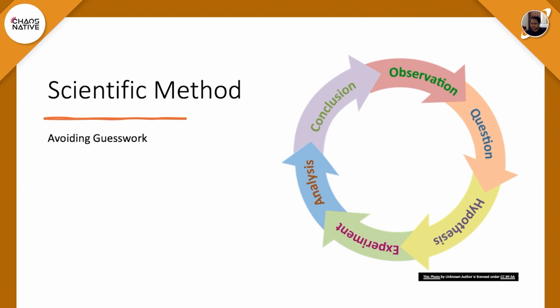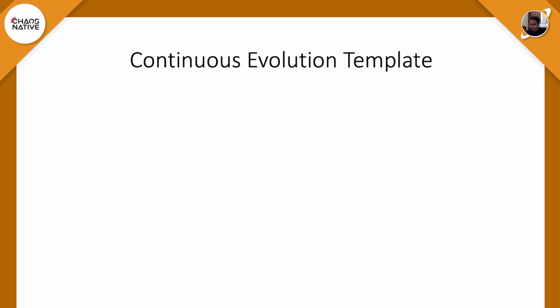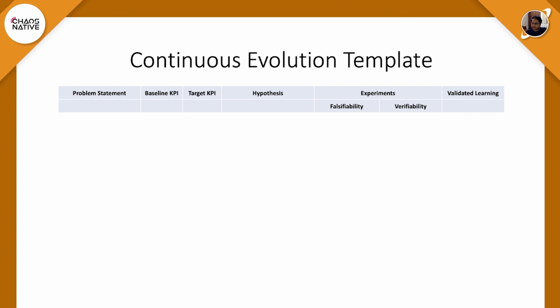How do we do that? The only way to avoid guesswork is to bring in some scientific rigor into our day-to-day activities. So in line with this, I was wondering if all the principles that we've spoken about till now, can we put that into a framework, so to speak, which will help us think through shifting left more consciously. That's where I came up with this idea called the continuous evaluation template. On the left-hand side, you have some basic information like the problem statement, the baseline KPI, a target KPI you would like to achieve, and the hypotheses that you are trying to learn or verify.